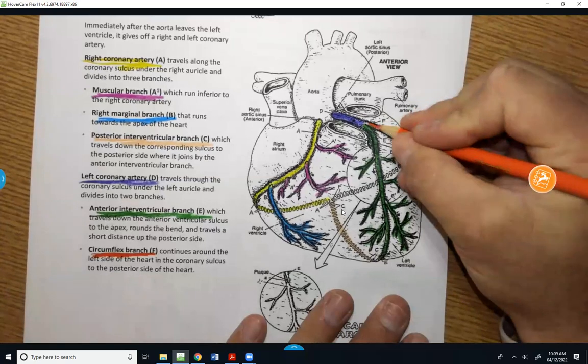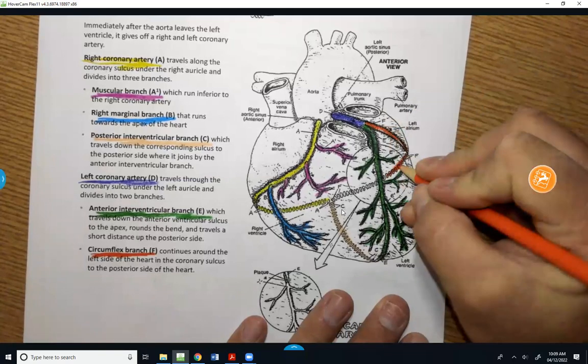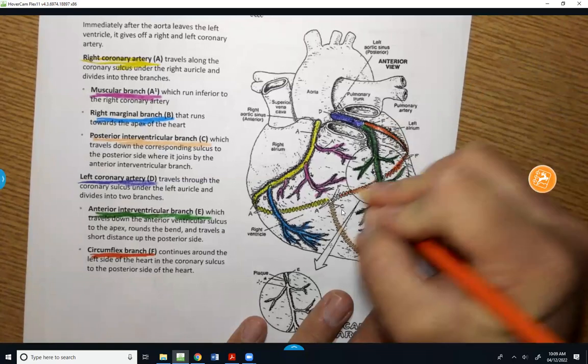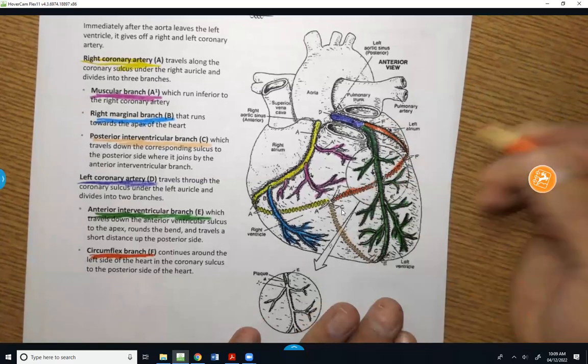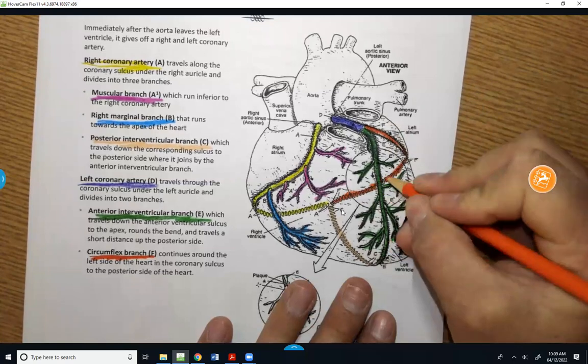Other branch coming off of your left coronary artery is the circumflex branch, which I guess they call it that because it circles or kind of flexes around the back side of the heart, like so.